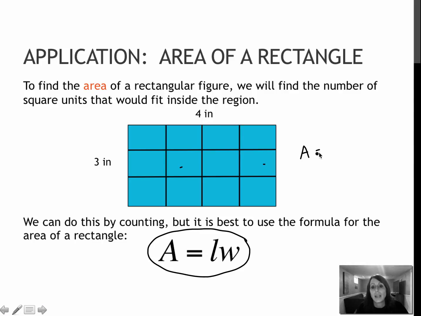And so I would take the length of 3 times the width of 4, or vice versa. It honestly doesn't matter which is length and width. And I would end up with 12. Now when we label a solution for area, we're labeling it with square inches. So that would be inches, and we would put the little squared on there. Now why do we do it that way? Because each of these is an inch by inch square, and so it's 12 square inches.